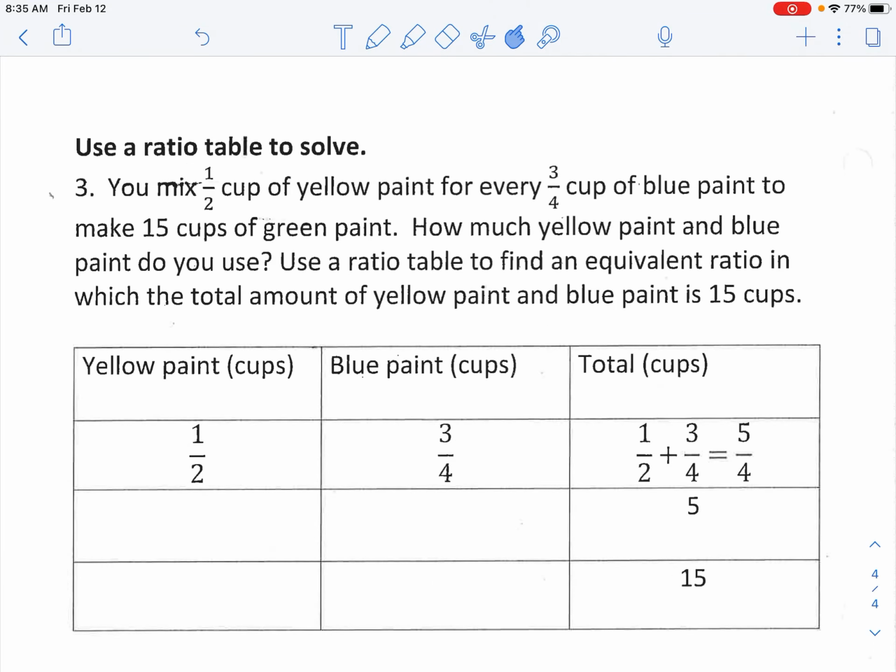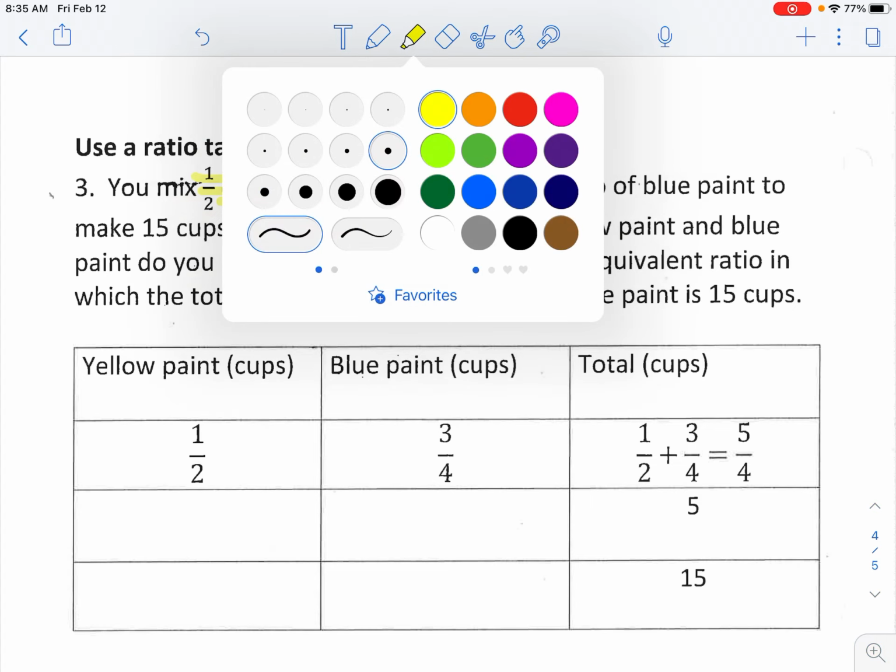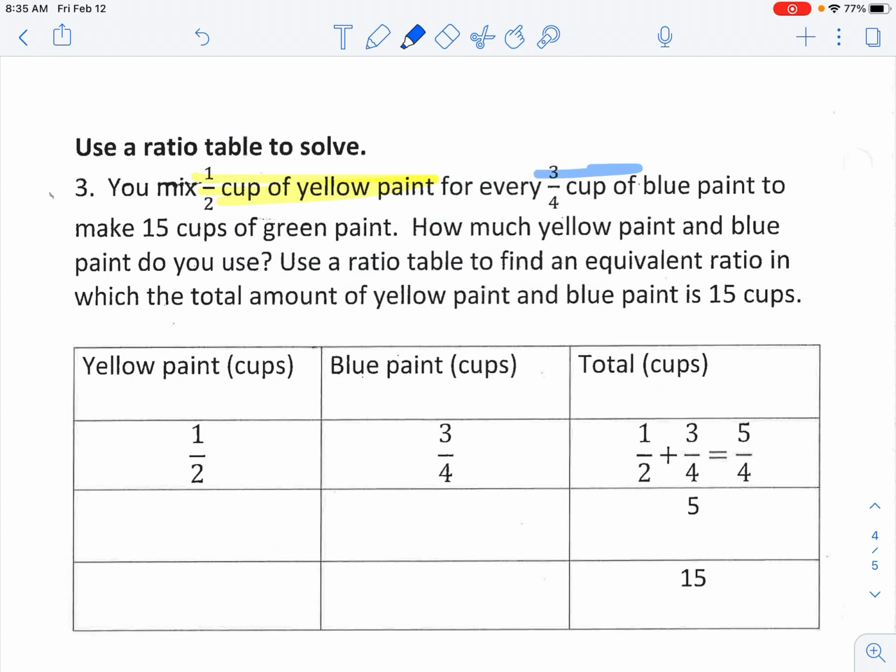Okay, use a ratio table to solve. We have a lot of information going on in this problem, so stay with me. You mix 1/2 cup of yellow paint for every 3/4 cup of blue paint to make 15 cups of green paint. How much yellow paint and blue paint do you use?